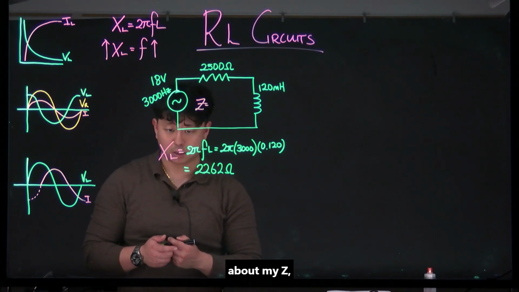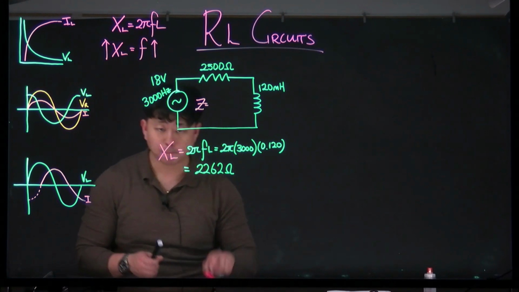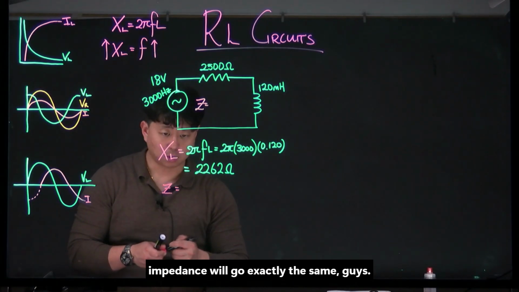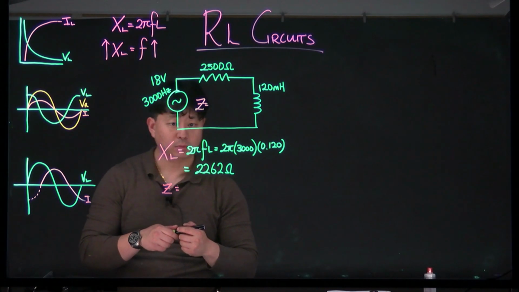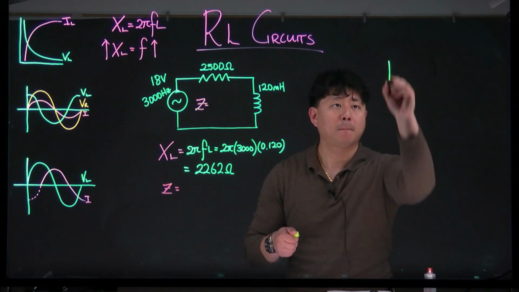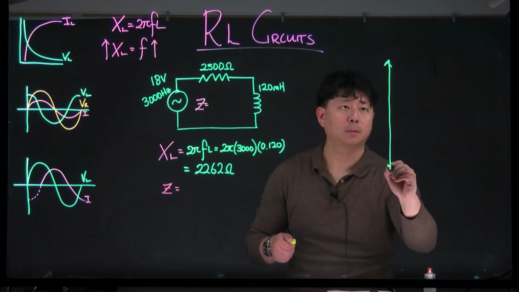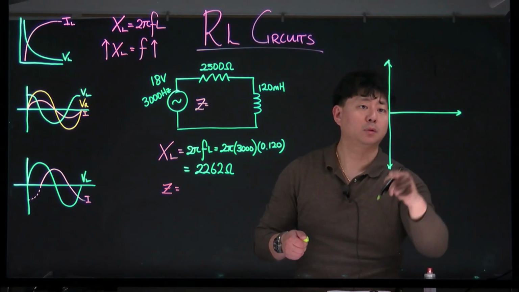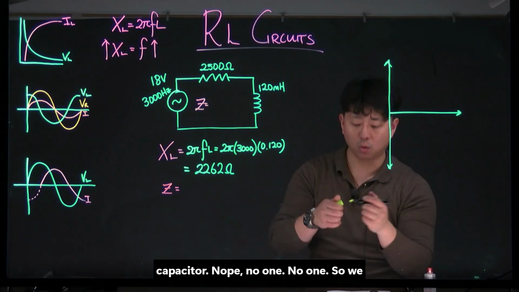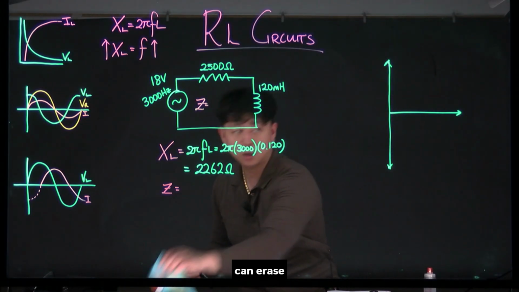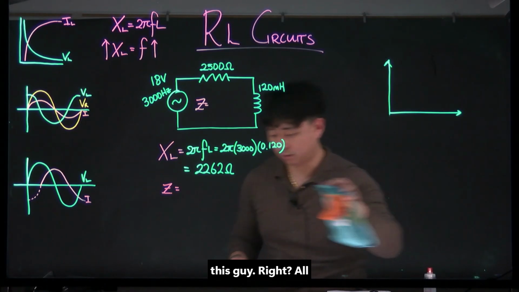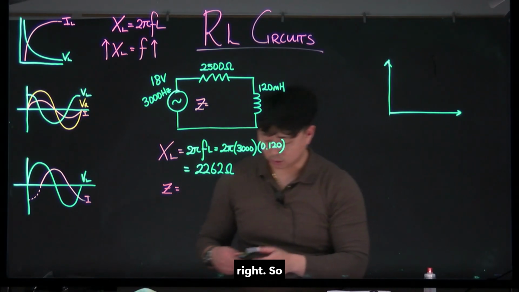Okay, how about my Z, my total impedance? Total impedance will go exactly the same, guys. If we look at the phasor diagram, anyone live down there? There is no capacitor. Nope, no one. So we can erase this guy, right?